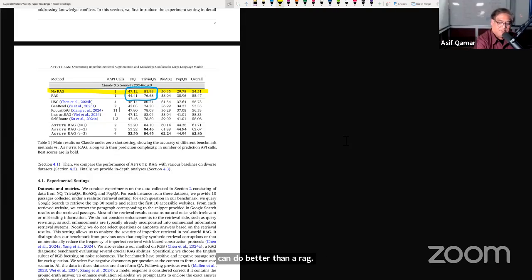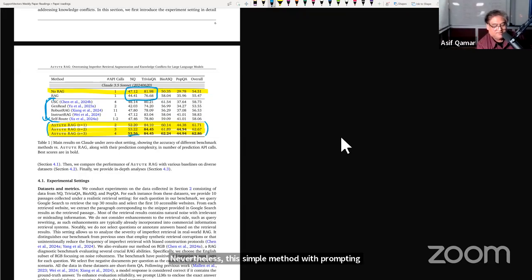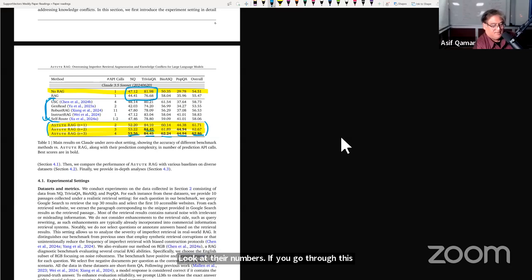But now, what is the situation? I'll just focus on that, and look at the end result. As you can see, it's not that people are not aware of it. There has been progress happening over the years. People have been trying all sorts of things: robust RAG, instruct RAG, self-route, and so on, right? Nevertheless, this simple method with prompting that they have created, which they call Astute RAG, look at their numbers. If you go through this 3-step process, you get state-of-the-art results for RAG.